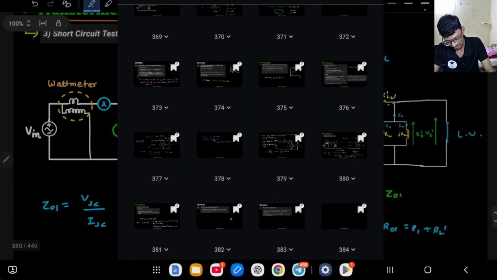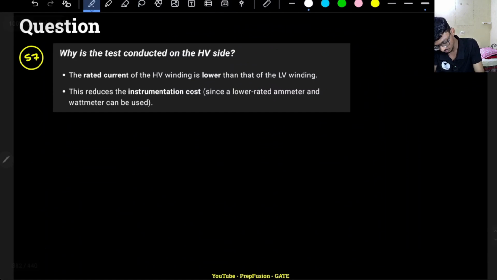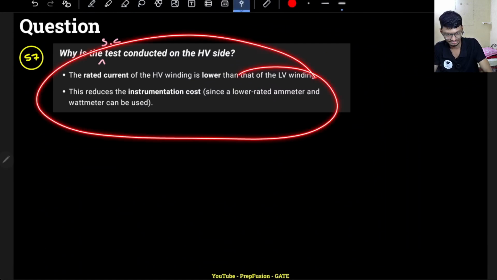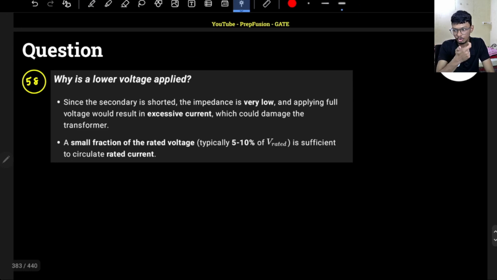Now a few interview questions again: why is the short circuit test performed on the high voltage side? The reason you already know, I have already discussed it, so I will not explain it here. Why is a low voltage applied? Again, although rated current is flowing, the impedance is very low, so the drop will be very low. That's why I don't need a very high voltage to pass a high current; as the impedance is very low, a low voltage will pass a high current.